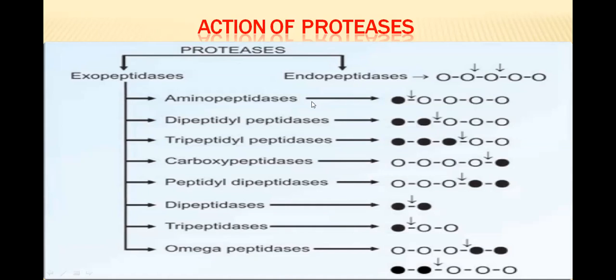So in this slide, we can summarize the different types of protease enzymes, the enzymes that digest the proteins, and how they act. Proteases can be classified into exopeptidases and endopeptidases. See here in this diagram, 1, 2, 3, 4, 5. This is a chain of 5 amino acids. Endopeptidases break the polypeptide chain in the internal parts of this chain. And the exopeptidases break the chain from the terminal parts, either from this terminal or from this terminal end.